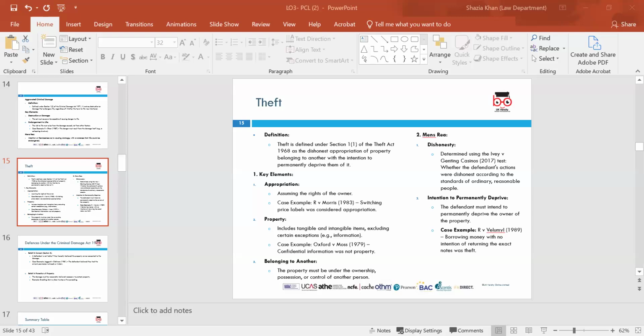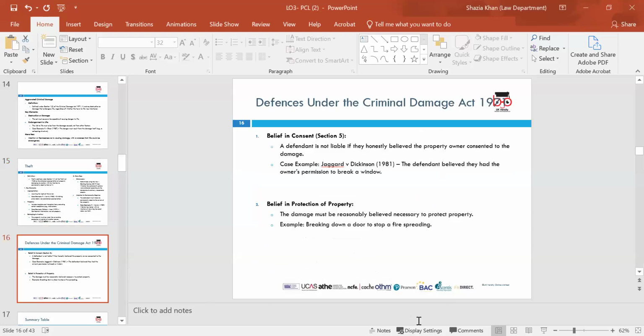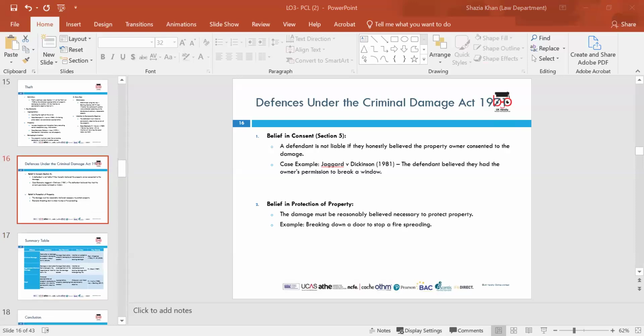So a case in regards to that is the case of Aaron Vellemil, 1989, which I went through earlier with you. So defences under the Criminal Damage Act 1971 include things like consent, which is if you believe the owner consented to the damage, belief in the protection of property, if you damage property to protect your own or someone else's property. You've got immediate self-defense, so if you use reasonable force in self-defense, which we'll go through later.